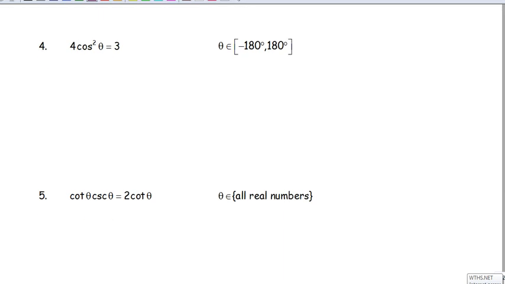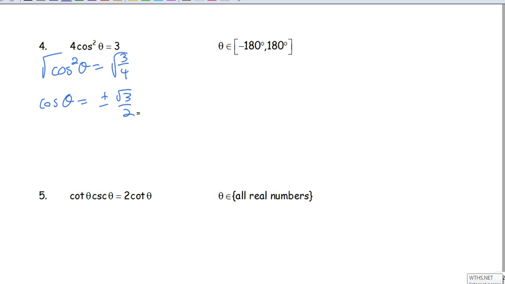So number 4, we have cosine squared theta equals 3/4. So we take this, we divide, and then you take the square root of both sides. Remember, when you take the square root, you get plus or minus, so don't forget that. So cosine of theta is equal to plus or minus root 3 over 2.